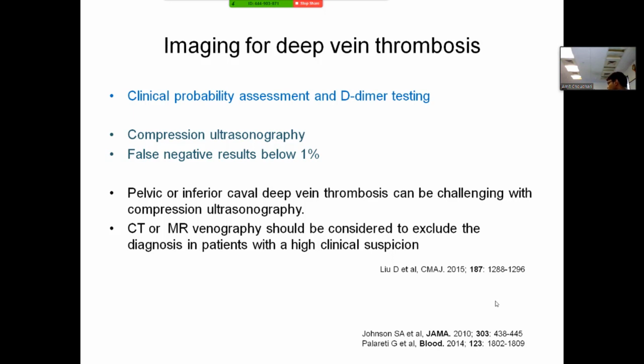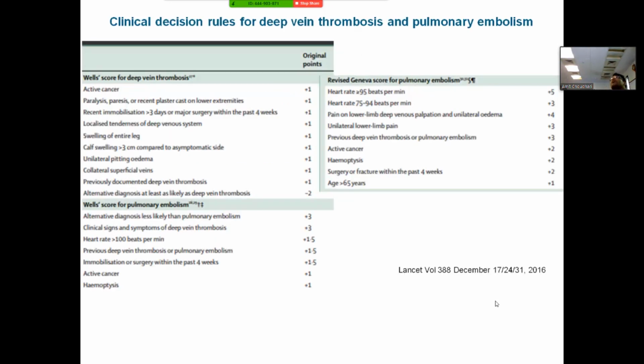So these are the clinical decisions that we are taking. There are two systems that have been designed. One is the Wells score and another is the Geneva scoring system. One is for DVT and another is for PE. So Wells is for both DVT and PE, and Geneva is for PE.